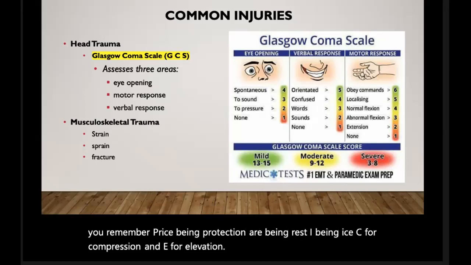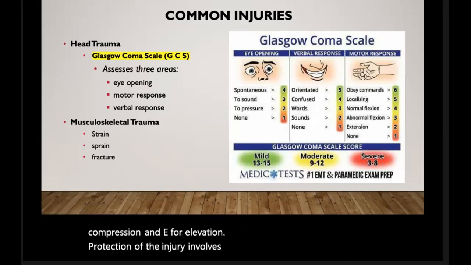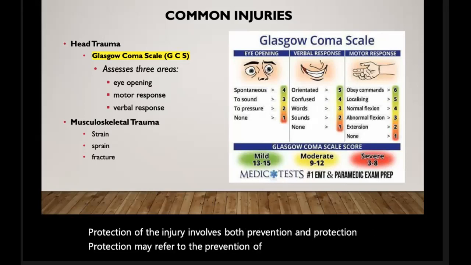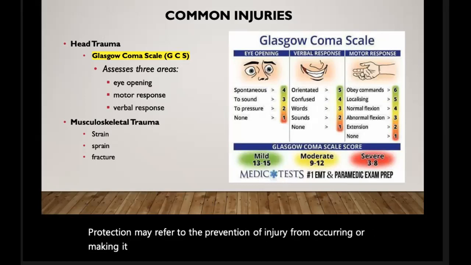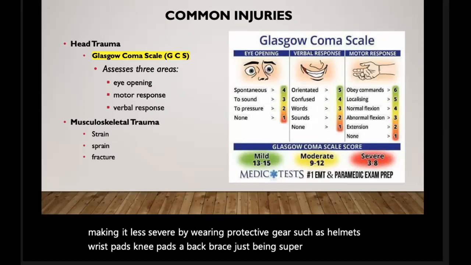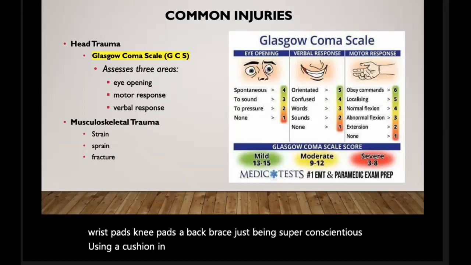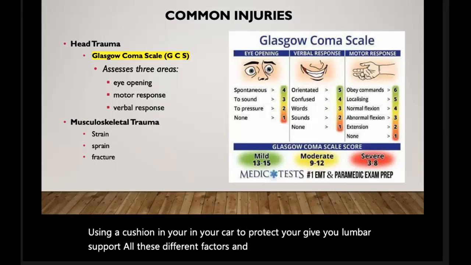Protection of the injury involves both prevention and protection. Protection may refer to preventing an injury from occurring or making it less severe by wearing protective gear such as helmets, wrist pads, knee pads, a back brace, just being super conscientious, using a cushion in your car to give you lumbar support. All these different factors and modalities can help prevent further injury as well as further pain.